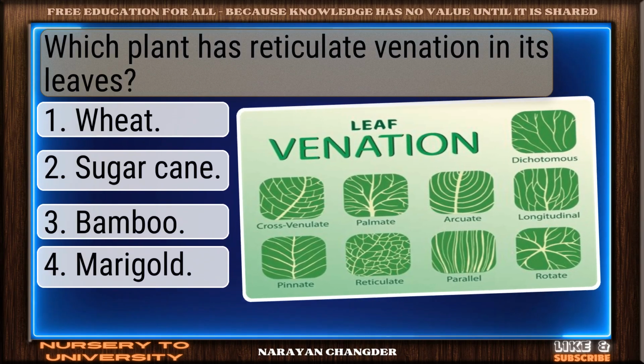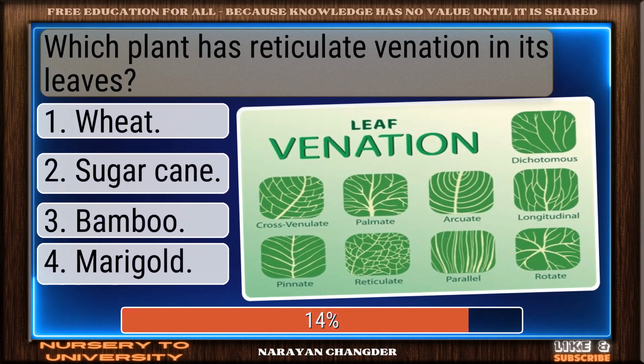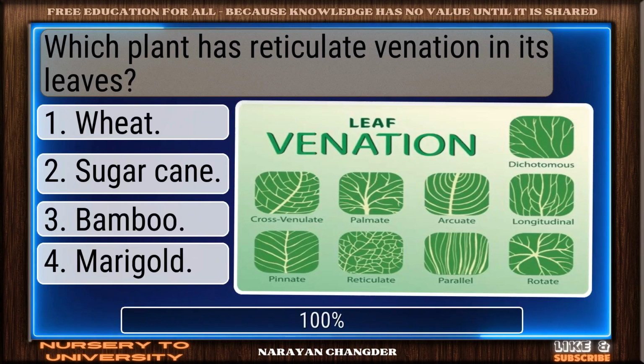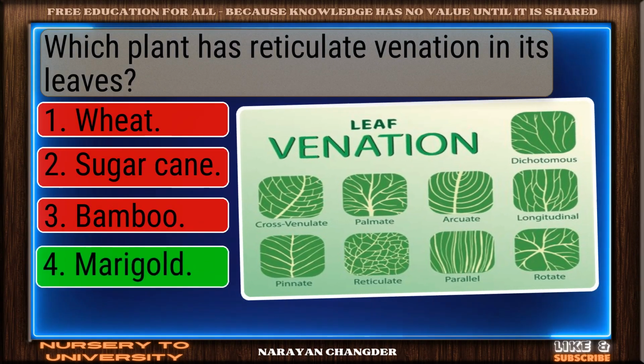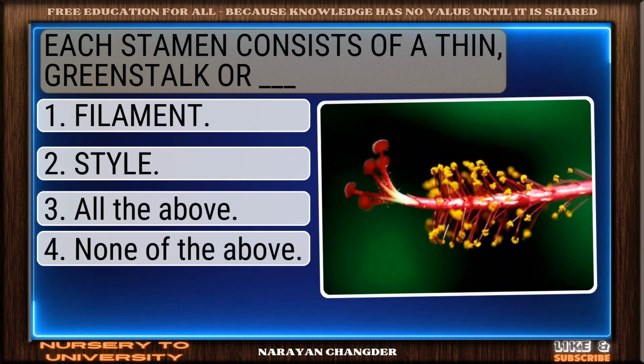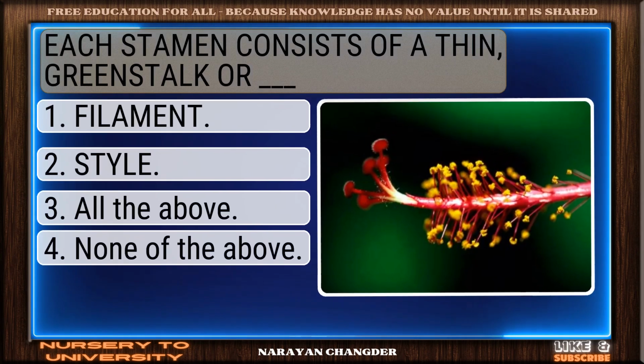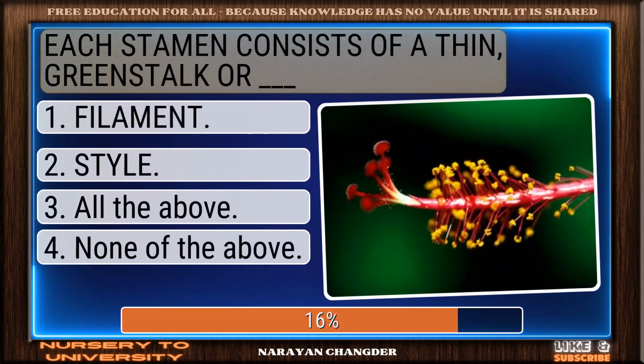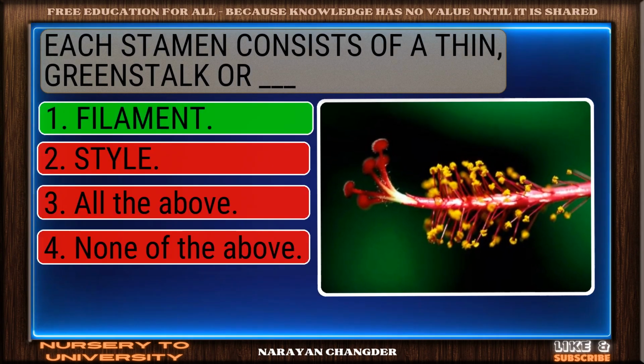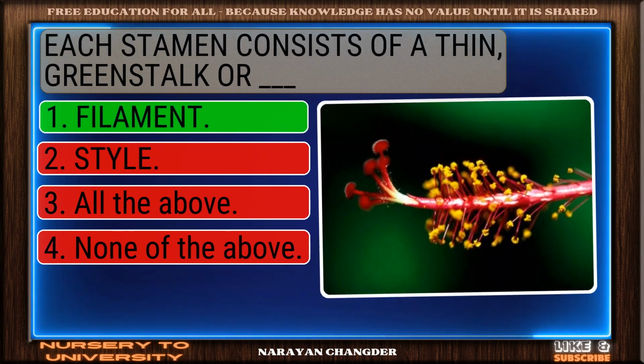Which plant has reticulate venation in its leaves? Exactly. Marigold makes sense, and it is right choice. Each stamen consists of a thin, green stalk or dash. Smart pick. Filament is the correct choice.